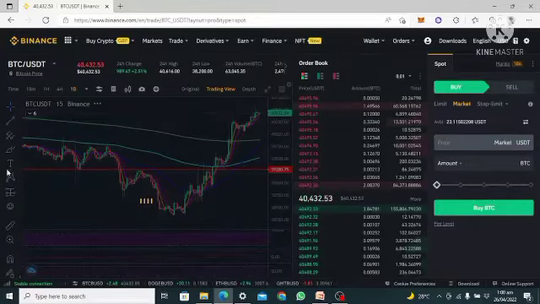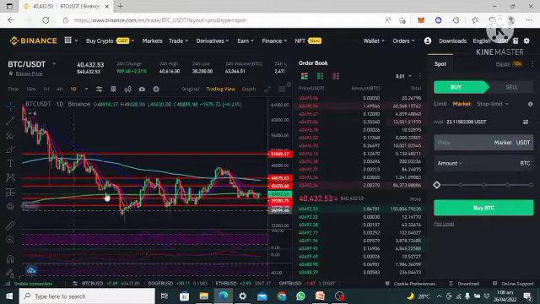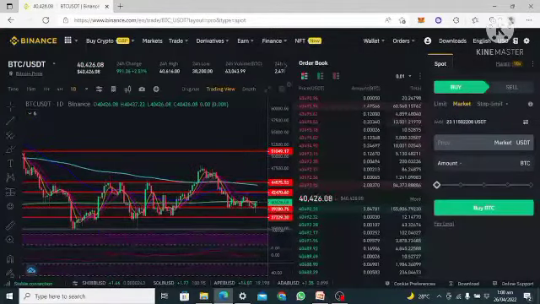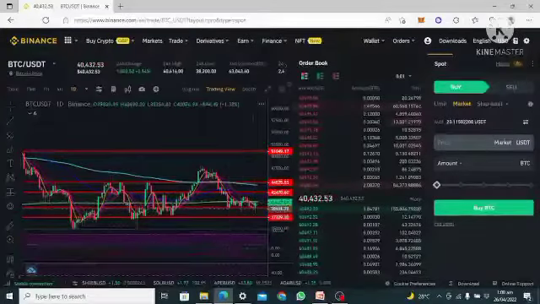So we're going to show you how to use some tools here that help you in terms of your analysis. If you want to get involved in analysis, you can see this is the 1 day time frame. What is the market going to do at the moment?